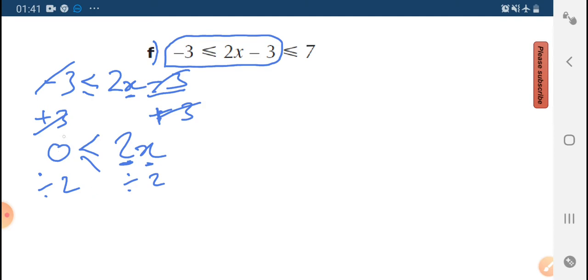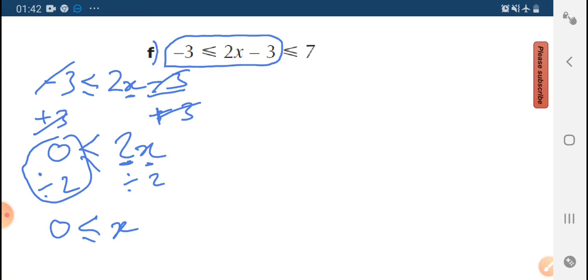Now on the left hand side, 0 divided by 2 is just going to be 0. If I cut 0 in half, you're still going to get 0. So the first answer is going to be x is equal to or greater than 0.